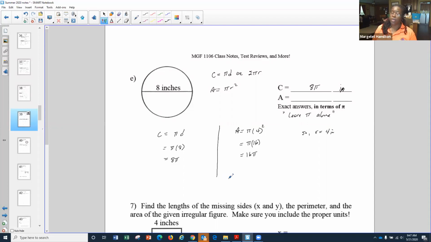Always bring your whole number in front of your pi sign. It's almost like having an x. You don't say x16, you say 16x. So you say 16 pi. So here's our answer, 16 pi. But remember, inches squared. Good. So in terms of pi, means leave the pi sign in your answer. So leave it alone.